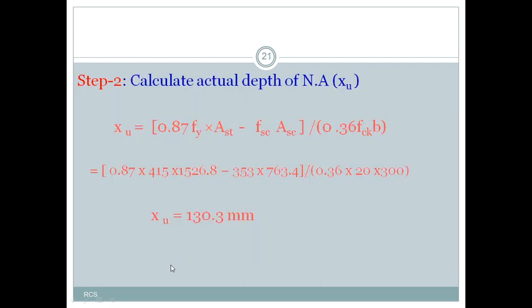Then, in the second step, we have to calculate the actual depth of the neutral axis. This can be calculated by equating the total compressive force acting on the beam to the total tensile force acting on the beam.